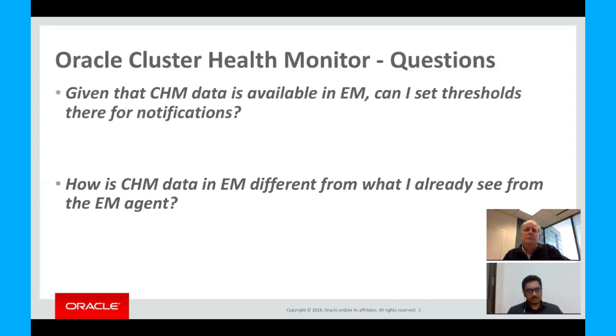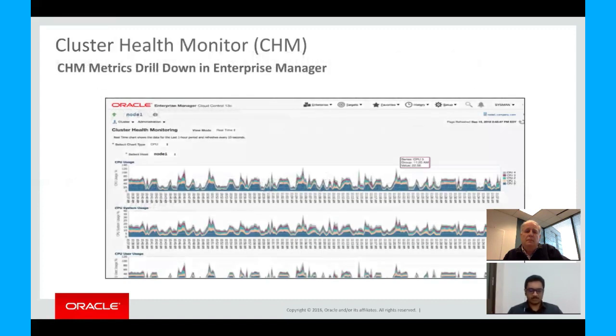So as part of CHM, we have a richer data set in the sense that we have much broader metrics. That is one thing. And second thing is also the data collection frequency. CHM basically collects data at 5-second intervals, and EM default frequency is 1 minute. Additionally, as part of CHM data, you also get to see a clusterized view. But as part of EM agent data, one gets to see only a node local view. Basically, one has to switch across multiple nodes, and one can't see the correlation of the same metrics across multiple nodes. There's no clusterized view for EM data.